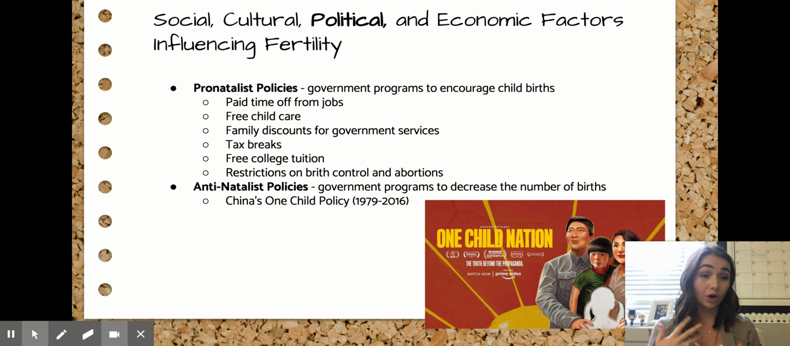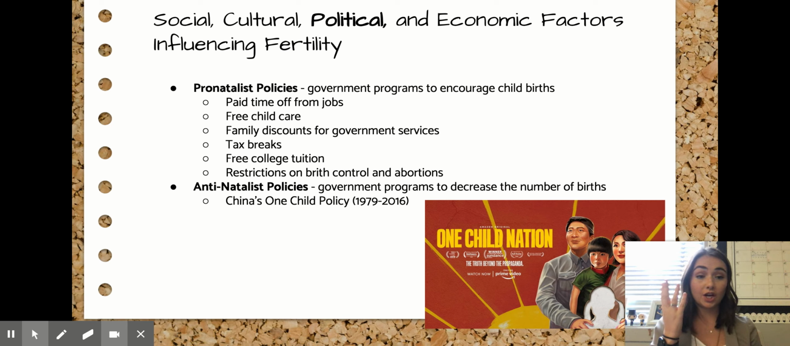Anti-natalist policies are a little more extreme. There's not as many examples of those because they're pretty extreme. Anti-natalist policies are government programs to decrease the number of births. So these are governments of countries that are like, hey, our population is growing way too fast. We can't really handle it. The most famous one of these policies is China's one-child policy, which was enacted between 1979 and 2016. So super recent.